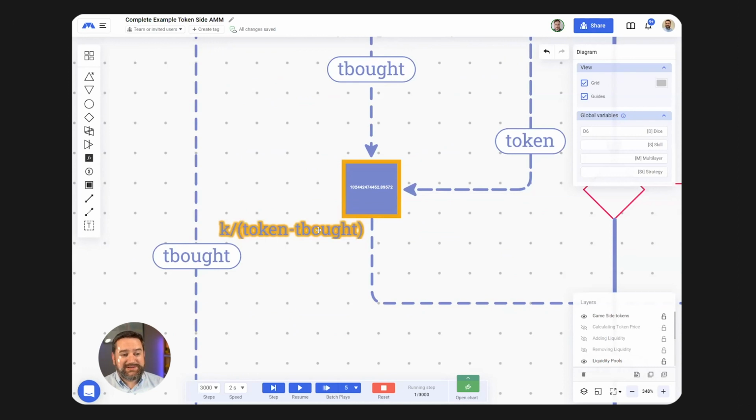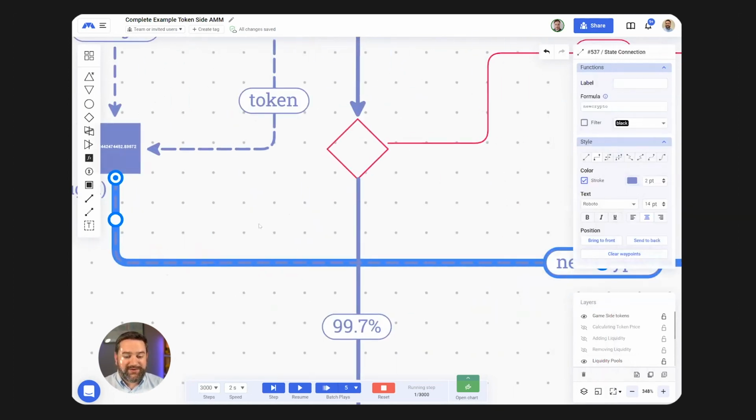And then I'm subtracting from that the number of tokens that are being bought in the next step. So my T bought number. So again, this calculation, token minus token bought, is going to show us how many tokens should be in that liquidity pool after the transaction. So then we're taking K, we're dividing by that number to find our new crypto number.